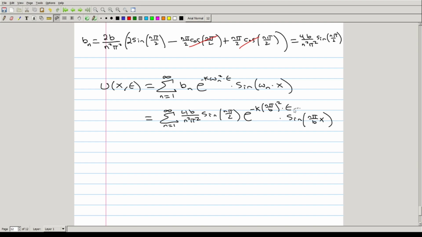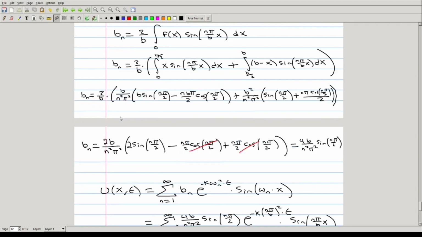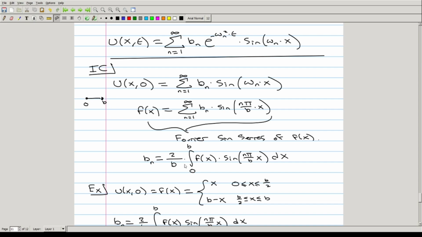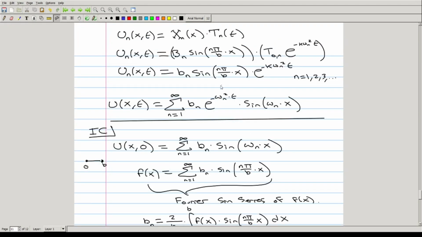This infinite sum is the general solution to the heat equation that satisfies this initial condition and the boundary conditions I talked about before. And let me fix this right here as well, because this should be k.